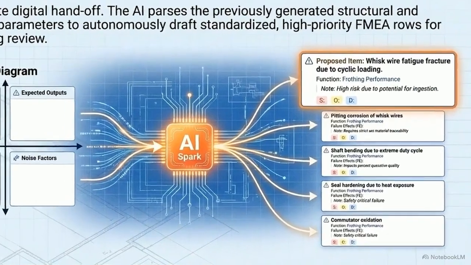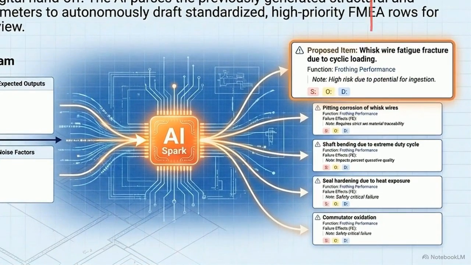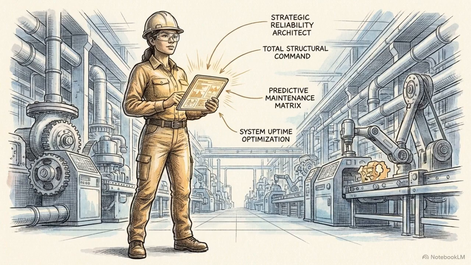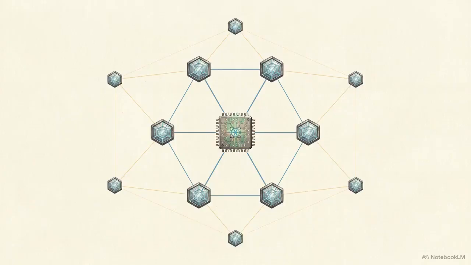It autonomously drafts failure mode items, like wire fatigue or seal hardening, based on the system logic. By automating the repetitive generation of standard risk rows, reliability engineers are elevated from data entry clerks to strategic design architects. Shifting from a document-centric workflow to context-aware intelligence generates a specific economic return. We can see this measured in a real-world application.